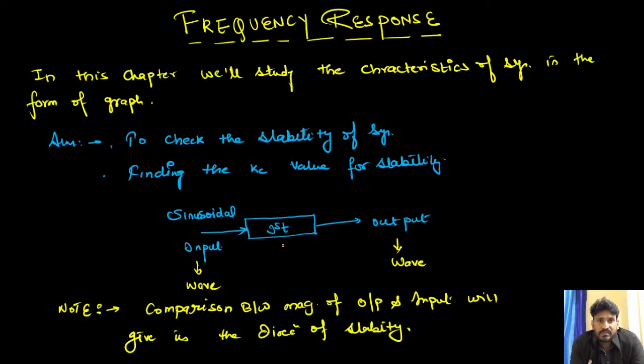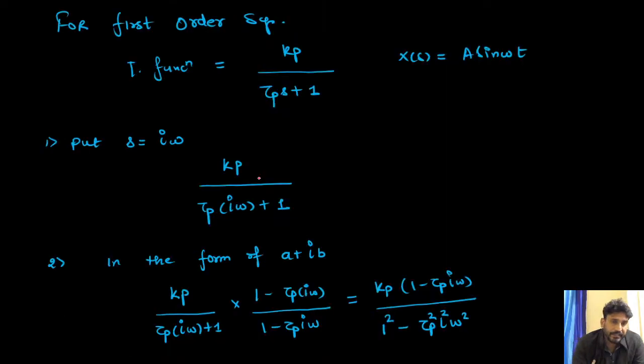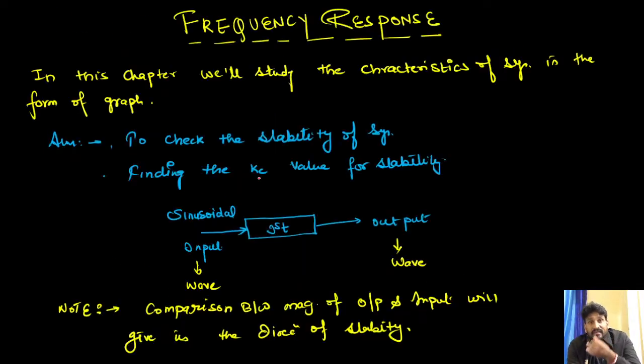The purpose of this chapter is to check the stability of the system and find the Kc value. Kc is my gain for the controller, right? So what should I keep the value of Kc at for stability? With the help of this chapter, we calculate the value of Kc for the stability of the system. Also, we can check for instability and for being at the verge of stability. The method is very, very simple.